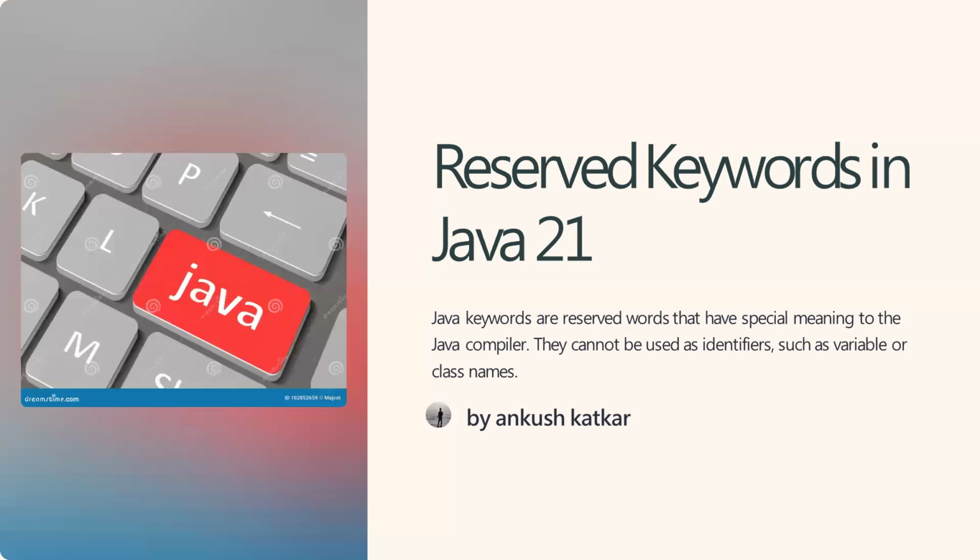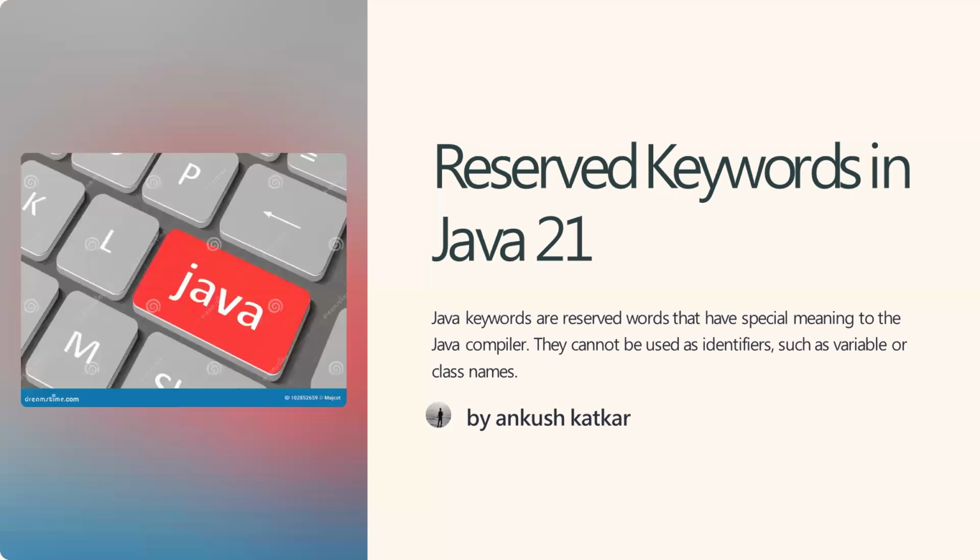If you see, Java keywords are reserved words that have special meaning to the Java compiler. It means we cannot use a Java keyword as an identifier, such as a variable, class name, or method name. These keywords are reserved in Java, so they have special meaning, and we are going to see when to use these keywords in Java.